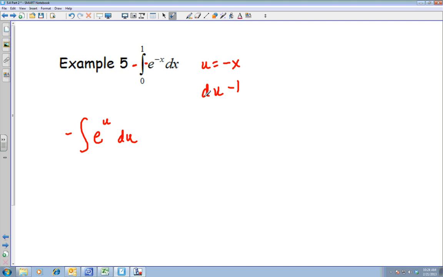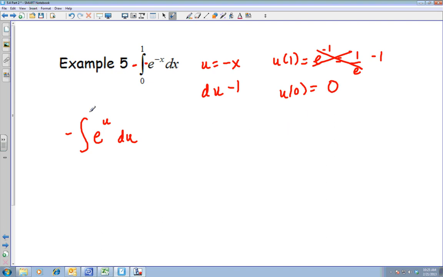Now remember, if we use u's, we have to change our upper and lower numbers. So no longer in terms of x's. So I'm going to find u of 1. So that's e to the negative 1, or 1 over e. Oh, that's not right. My u is negative x. So when I plug 1 in, I get negative 1. When I plug 0 in, I get 0.